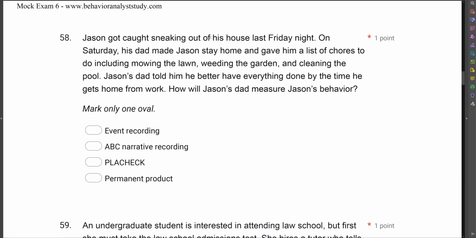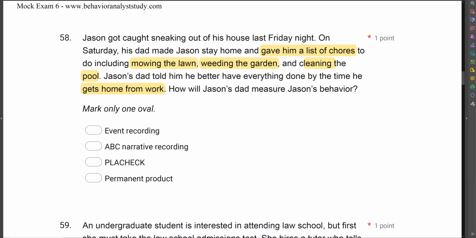So, simply, Jason got caught sneaking out. On Saturday, Jason's dad gave him a list of chores: mow the lawn, weed the garden, clean the pool. Jason's dad told him he better have everything done by the time he gets home from work. So what do we know? We know Jason's dad is not going to be there observing Jason mowing the lawn, weeding the garden, and cleaning the pool. And yet Jason's dad still needs to measure Jason's behavior. How is he possibly going to do that?